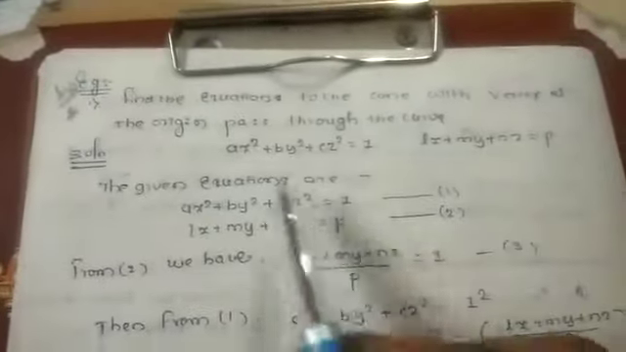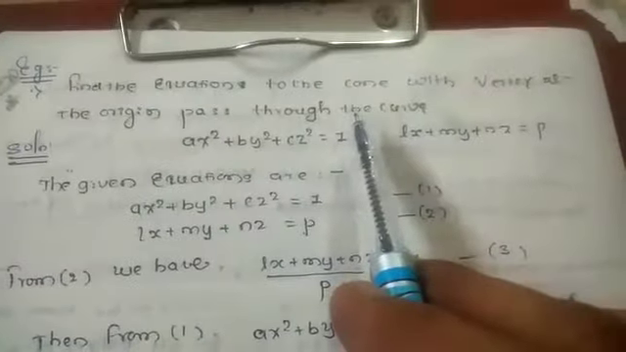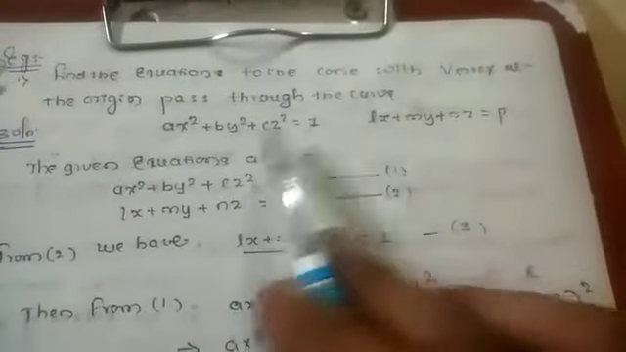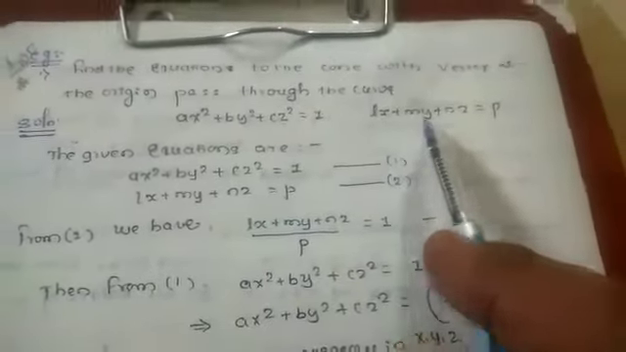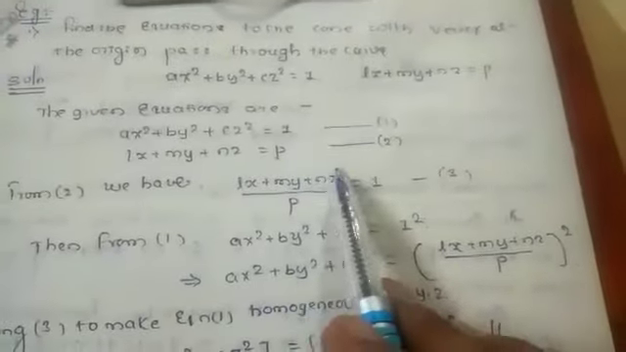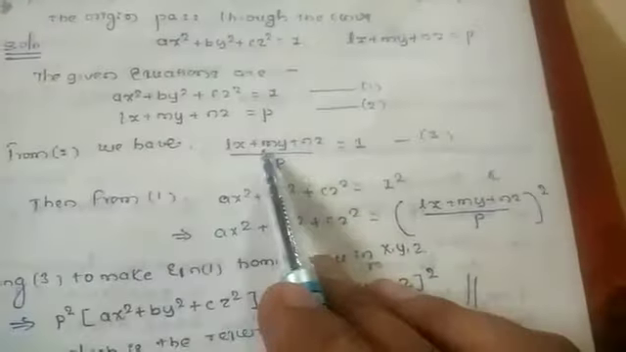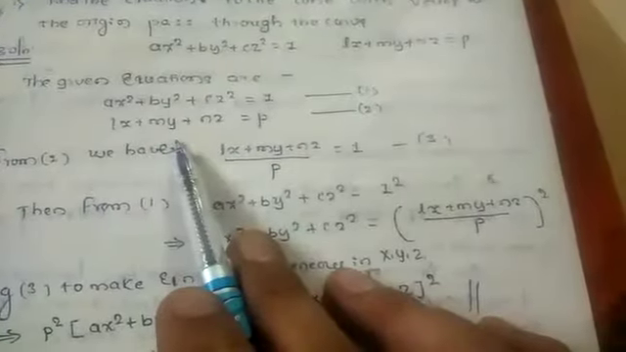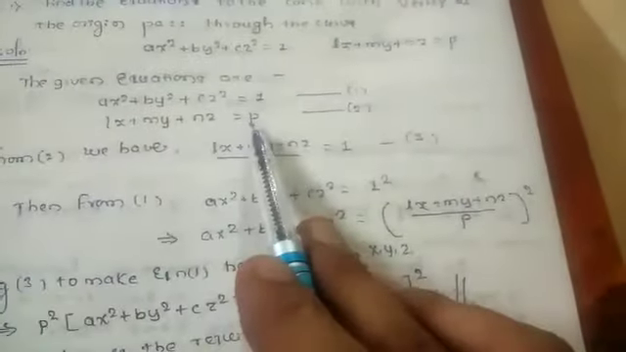So consider the examples. Find the equation of the cone with the vertex at the origin which passes through the curve. The curve equations are given like this, call them equations 1 and 2. We have to substitute one equation in the other. So consider equation 2, that is Lx + My + Nz = P. If we consider P in the denominator, that is equal to 1.